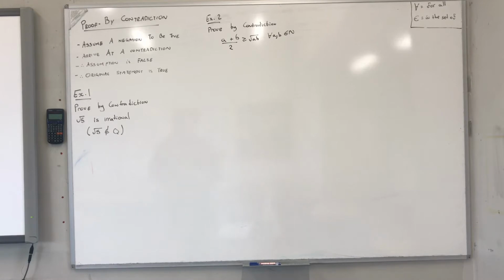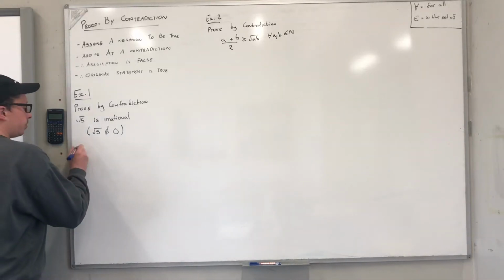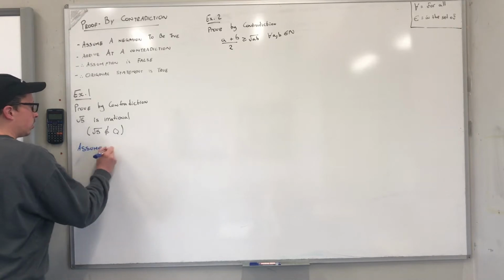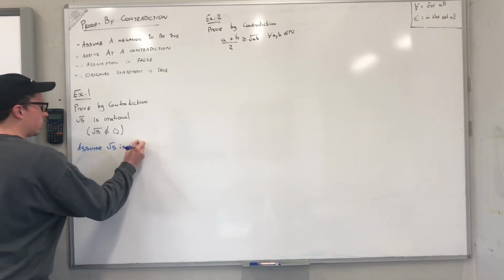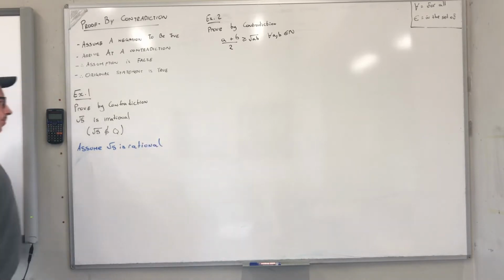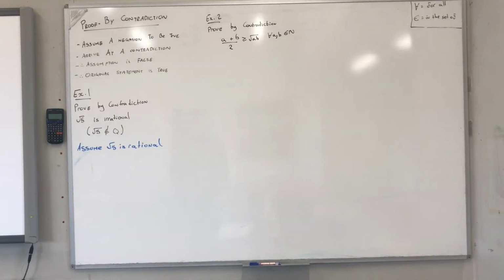So the negation of that statement is, let's assume root 5 is rational. Now we know that not to be true because root 5 is irrational. Okay? So then what we're going to do is some algebra, and then we're going to arrive at a contradiction, which therefore means the initial assumption is false, which therefore means the original statement must be true. Okay?